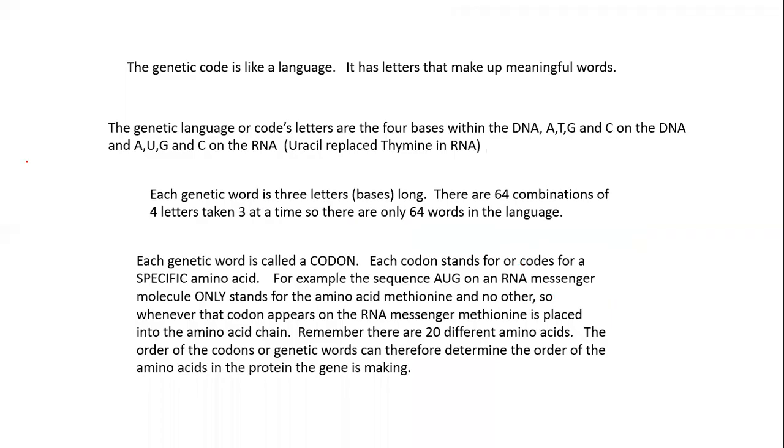Now, the genetic code is like a language. This is very important. It has letters that make up meaningful words, just like a language does. The genetic language, or code's letters, are the 4 bases within the DNA: the adenine, the thymine, the guanine, and the cytosine, A, T, G, and C. On the RNA, it's A, U, G, and C, because remember, on RNA, we substitute a U for a T.